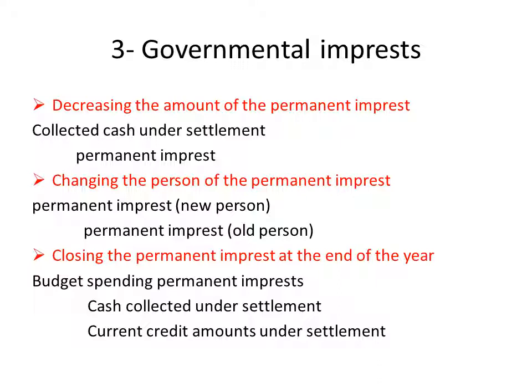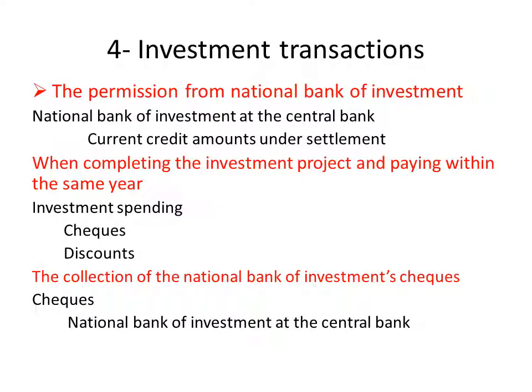And in the case of decreasing the amount of permanent interest, the entry would be collected cash under settlement and permanent interest on the credit side. And in the case of changing the person of the permanent interest, the entry would be permanent interest new person, the debit side, on the credit side permanent interest old person. And when closing the permanent interest at the end of the year, the entry would be budget spending permanent interest on the credit side, cash collected under settlement, and the current credit amount under settlement.